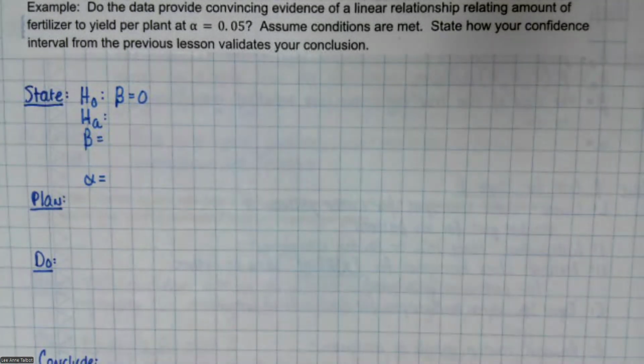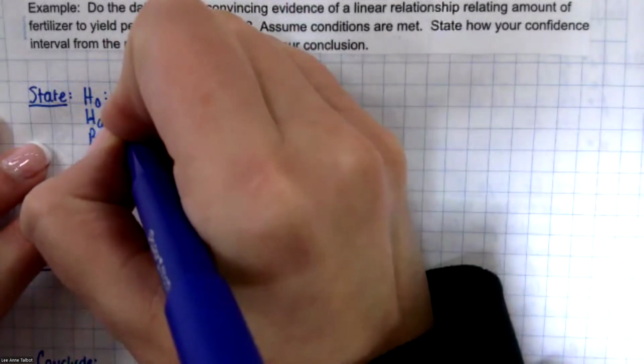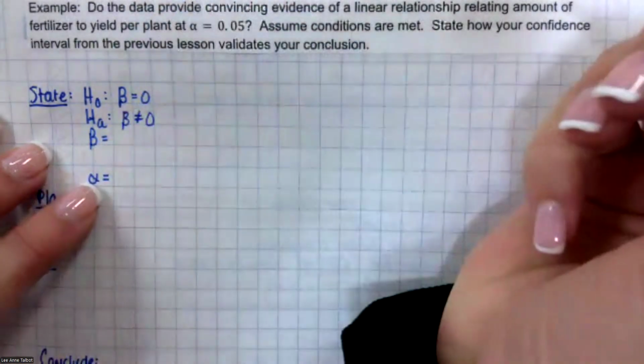Now you can see the way the problem's worded. It says, does it provide convincing evidence of a relationship? It doesn't say a positive relationship or a negative relationship. It just says a relationship. So that's how you can tell it's not equal to. Does that make sense? So if it said positive relationship, you would use greater than, negative relationship would be less than. But it doesn't give you any kind of direction, so not equal to 0.